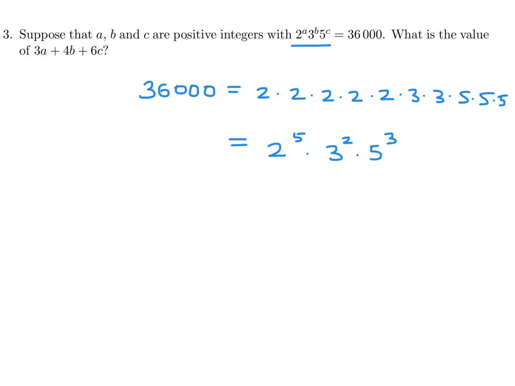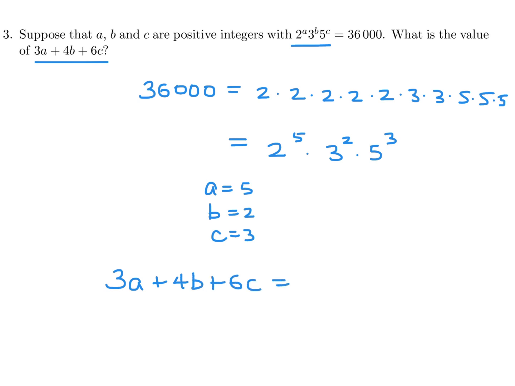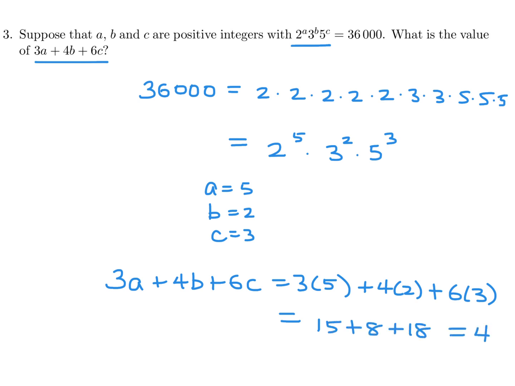So if you look at that, that basically means that A is equal to 5, B is equal to 2, and C is equal to 3. So that should be no problem to figure out. 3A plus 4B plus 6C. So 3 times 5 plus 4 times 2 plus 6 times 3. And that's 15 plus 8 plus 18, and that is 41.